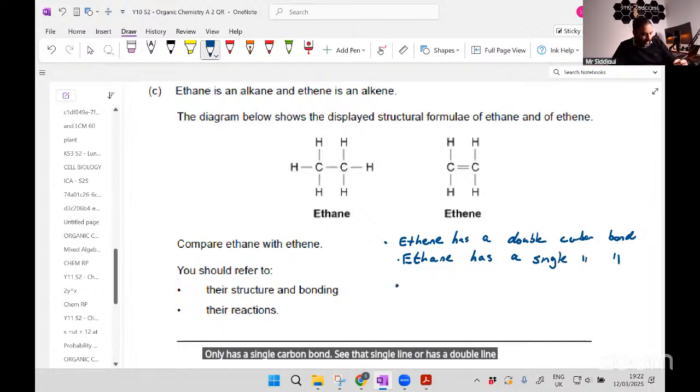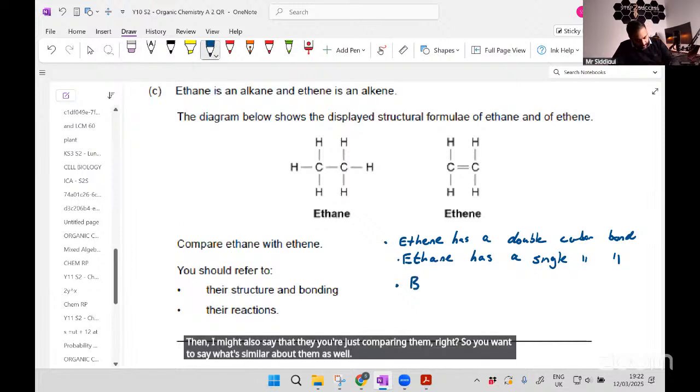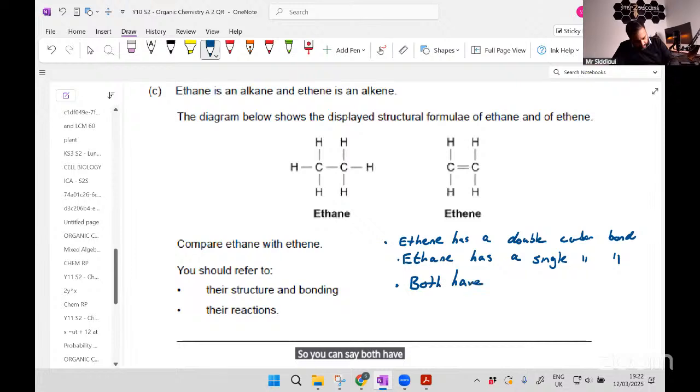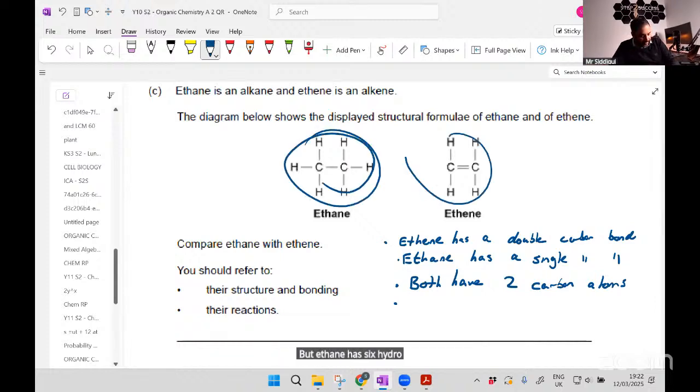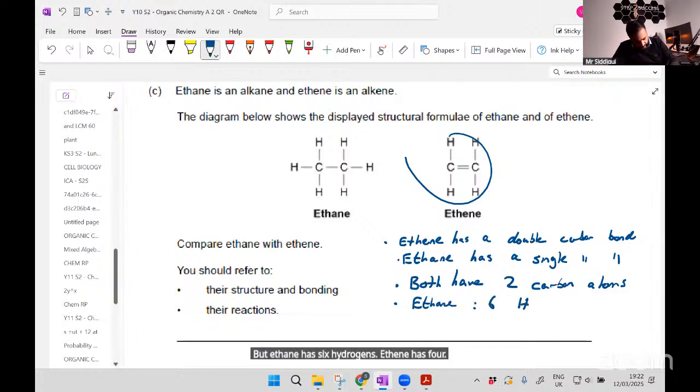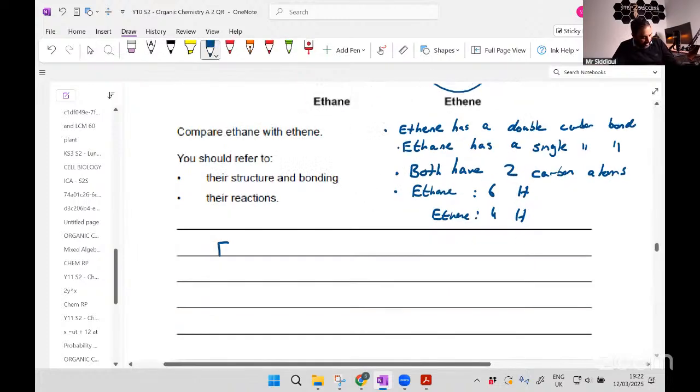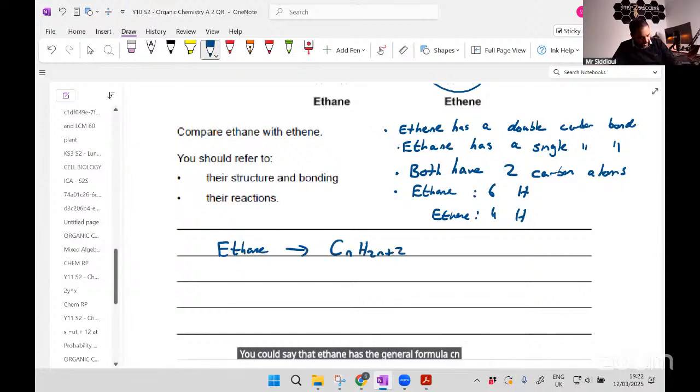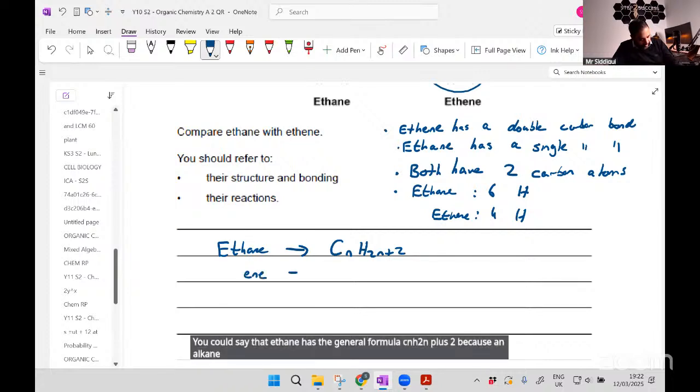Then I might also say that you're just comparing them, right? So you want to say what's similar about them as well. So you can say both have 2 carbons or 2 carbon atoms, but ethane has 6 hydrogens, ethene has 4. You could say that ethane has the general formula CnH2n+2 because it's an alkane, whereas ethene has CnH2n because it's an alkene.